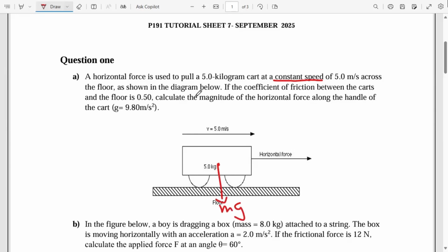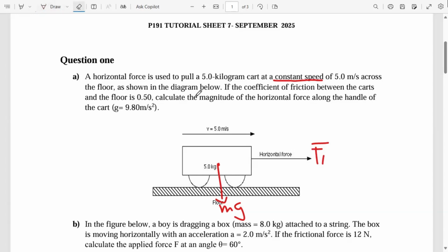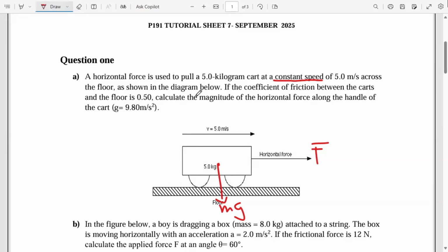Then we have the horizontal force, which is pulling this object. I'll call this the force F. Then there's a frictional force. Since they've given us the coefficient of friction, there's a frictional force pointing in the opposite direction of motion. Then there's a normal force, Fn, like that. So these are the forces that are acting on this particular object.